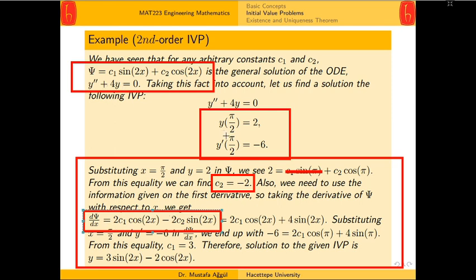Then when we substitute pi halves for x and -6 for the derivative of y, we'll see this will come out, and then sine pi is 0 again, and cosine pi is basically -1. So -1, -2, -6, so C1 will be 3. Okay, so this is 3. Now we found the C1 as well, and C2 was there already, so we say y is equal to 3 sine 2x minus 2 cosine 2x.